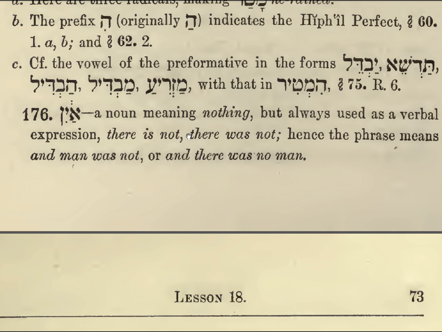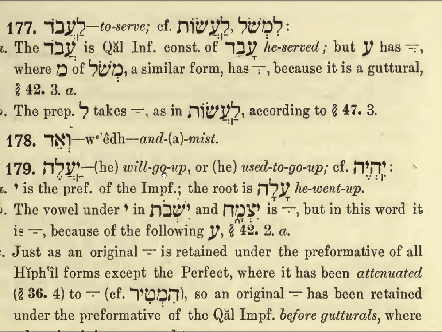Ayin, it's a noun meaning nothing, but is always used as a verbal expression, meaning there is not, there was not. So the phrase means a man was not, and there was no man. There was no man to do what? There was no man to langabod, to serve. Compare this with langasot and limshol. Ngabod is kal, infinitive construct of ngabad, he served.